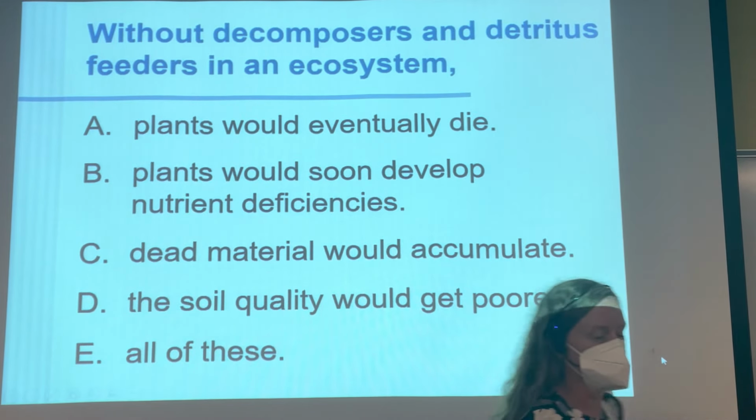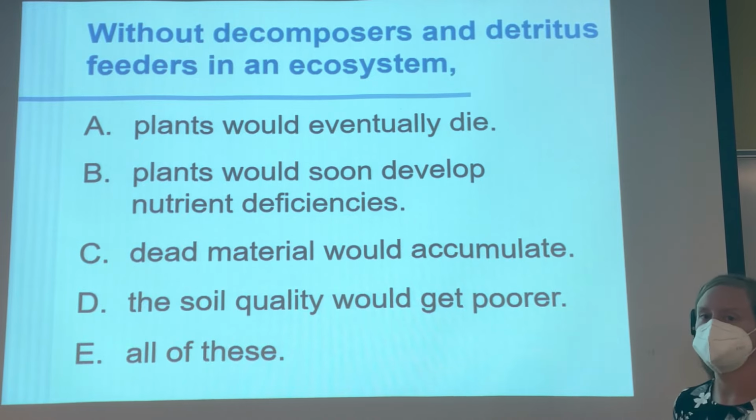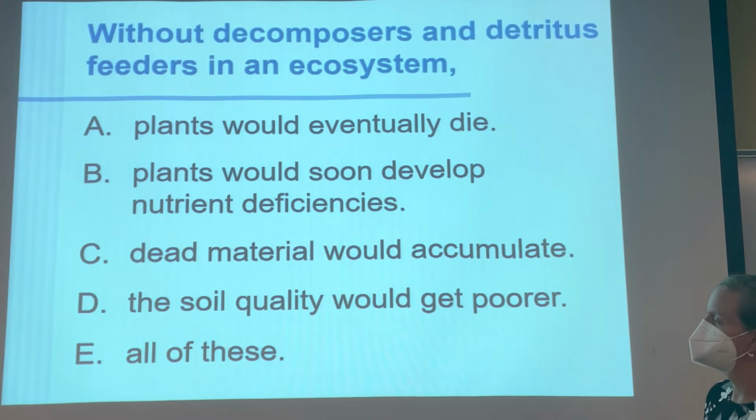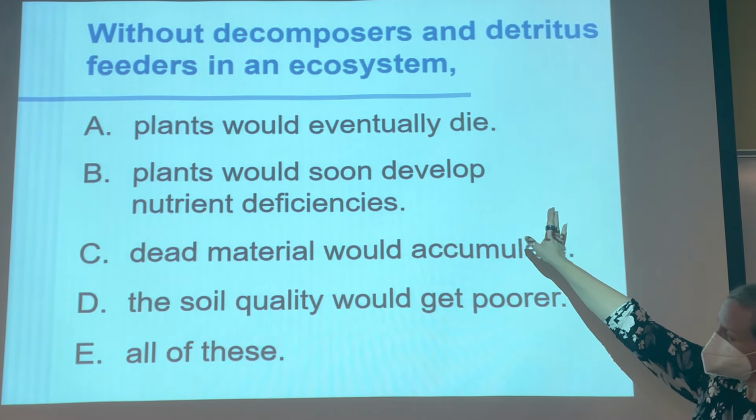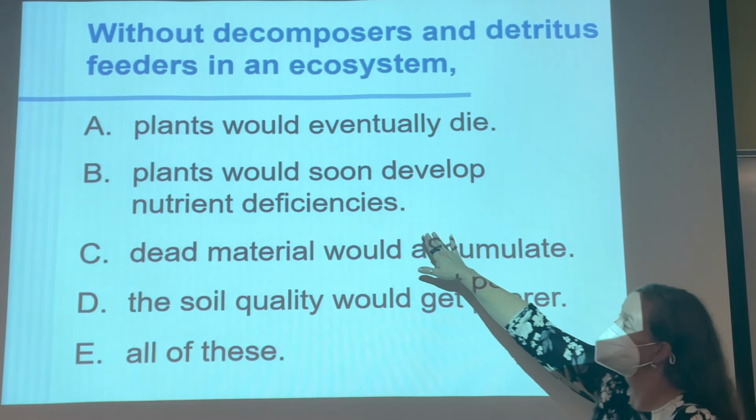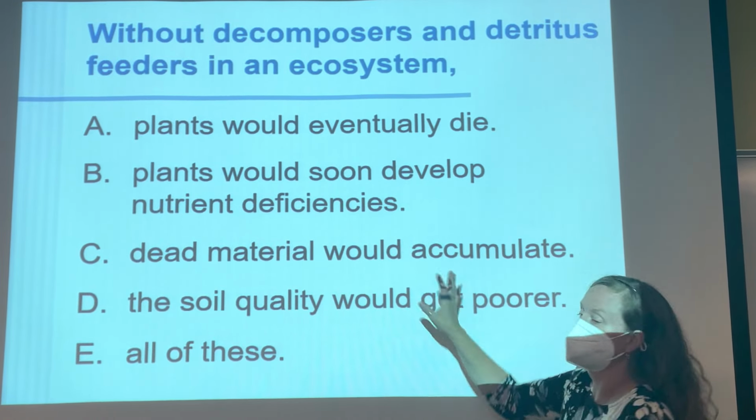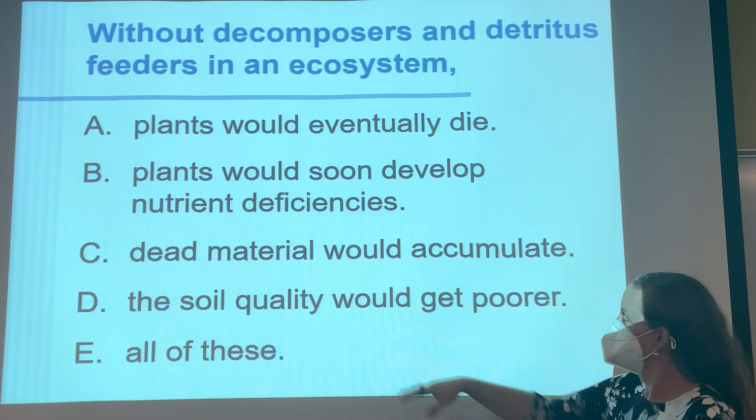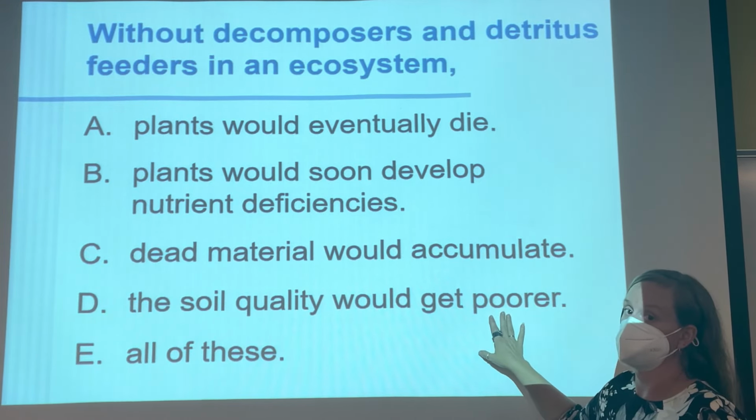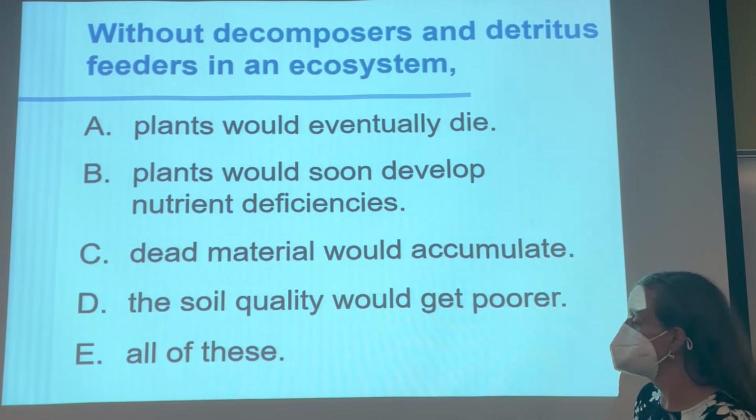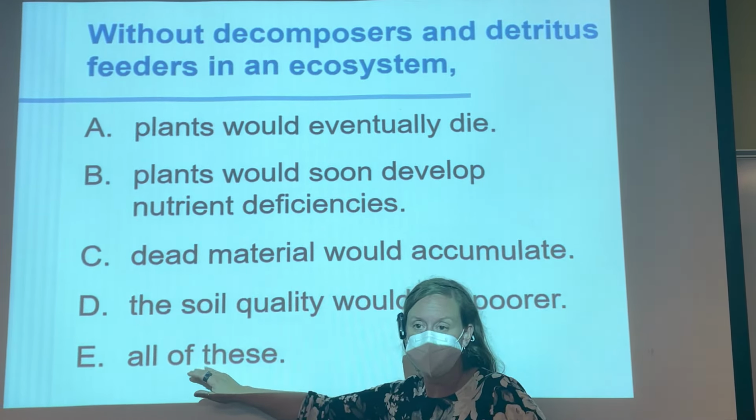Let's answer this question then. Without decomposers and detritus feeders in an ecosystem, which of these would be true? So would the plants eventually die? Yes, because the plants would soon develop nutrient deficiencies. So good thing I kept reading. Dead material would accumulate. Yeah, nobody would be able to break it down. Soil quality would get poorer because no one would be able to recycle the nutrients from the bodies of the dead organisms and the waste. So the correct answer is all of these.